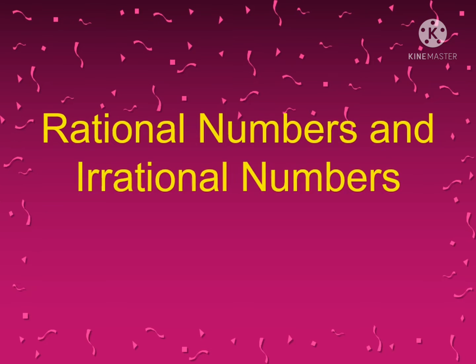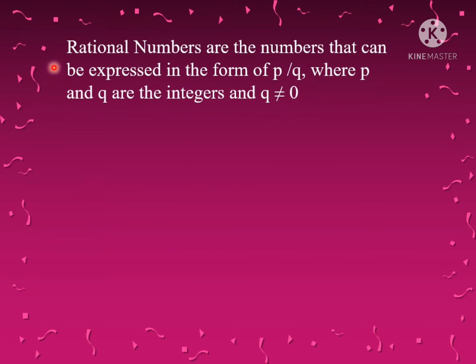We are going to learn the basics of rational numbers and irrational numbers. As you know, in the book the definition is written: rational numbers are the numbers that can be expressed in the form of p by q, where p and q are integers and q should not be equal to 0. Whenever we express any number in the form of p upon q, where both p and q are integers and the denominator is not equal to 0, the numbers are called rational numbers.